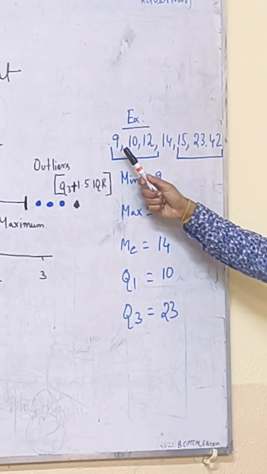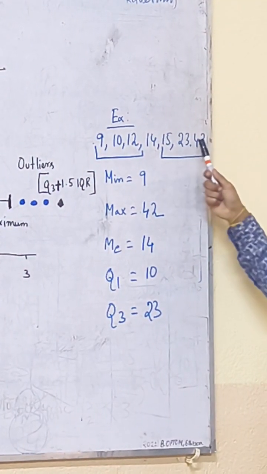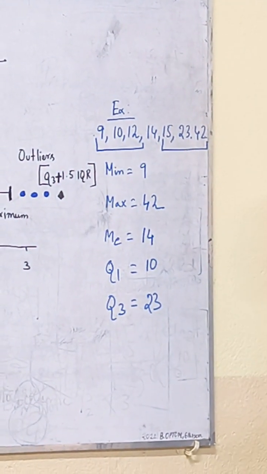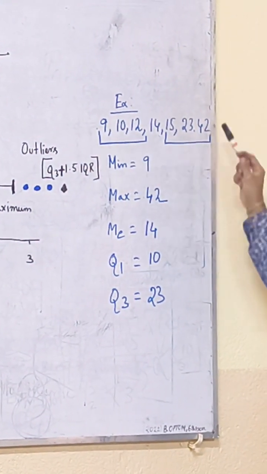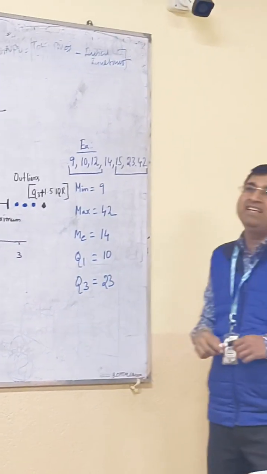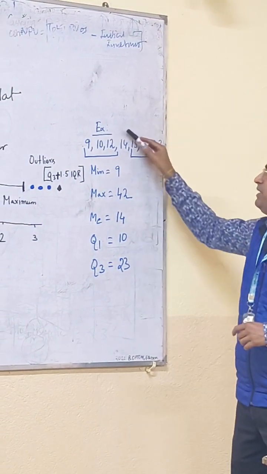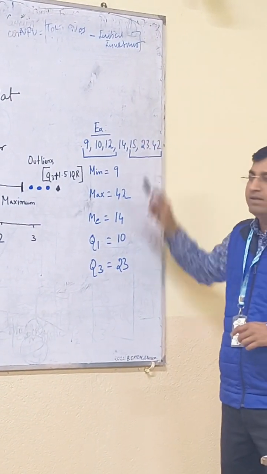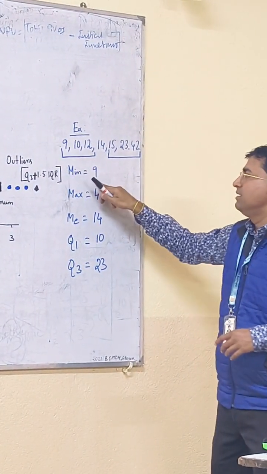Suppose we have some numbers: 9, 10, 12, 14, 15, 23 and 42. Though it is given in order, there is no need to arrange it. If the numbers are not given in order, we can arrange them in ascending order, so that we can easily find the middle one. Right? This is the minimum number, 9.